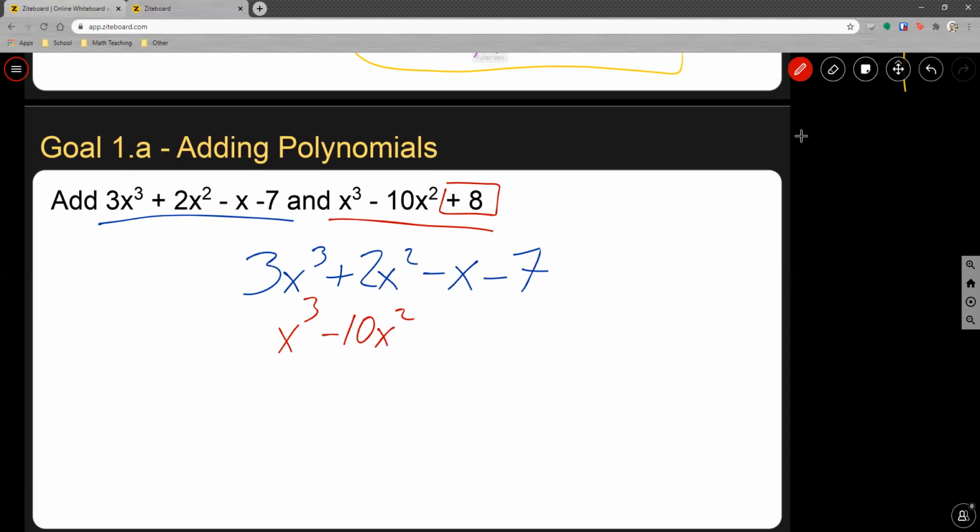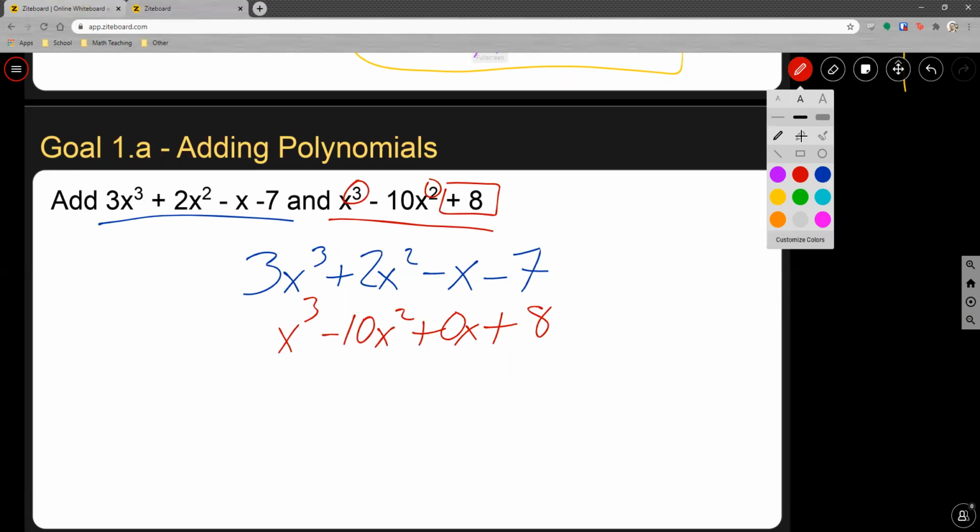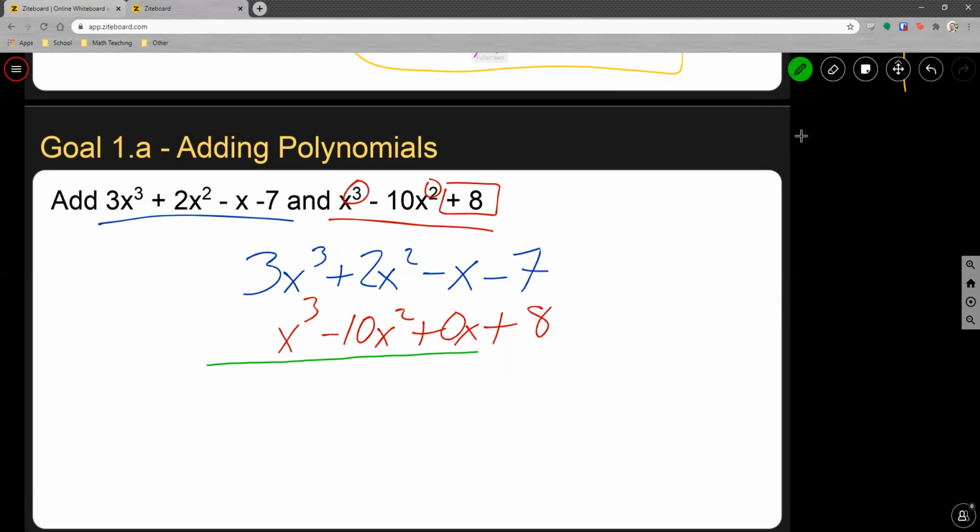I've got an x to the third, I've got an x to the second, but I don't have an x to the first. So what I'm going to do is place a placeholder plus 0x in there, and then put my number underneath the numbers column. Now everything's lined up, so when I do my addition, I don't have to worry about things being misaligned, and I can just deal with each place value one at a time.